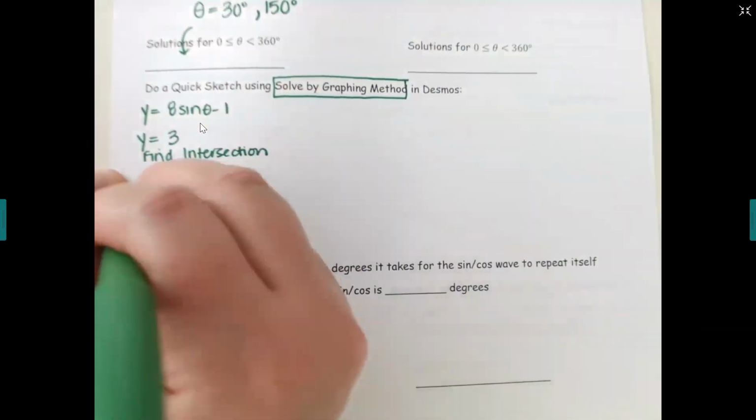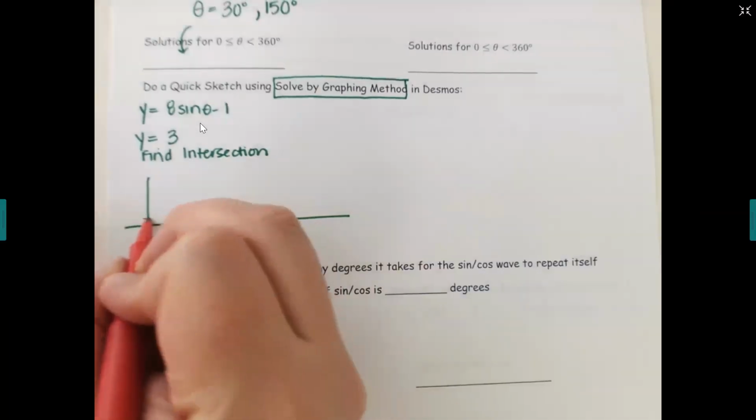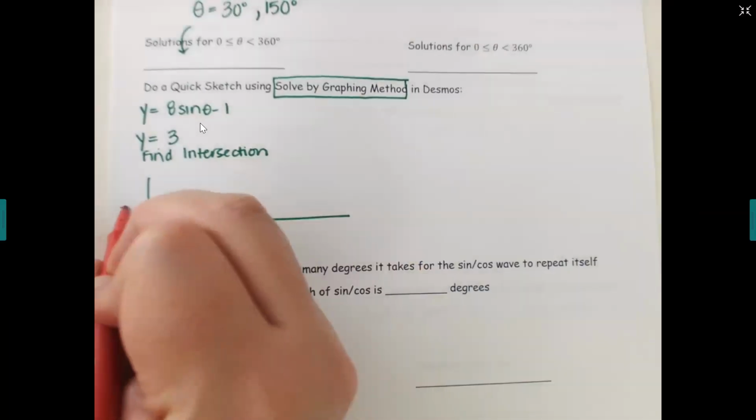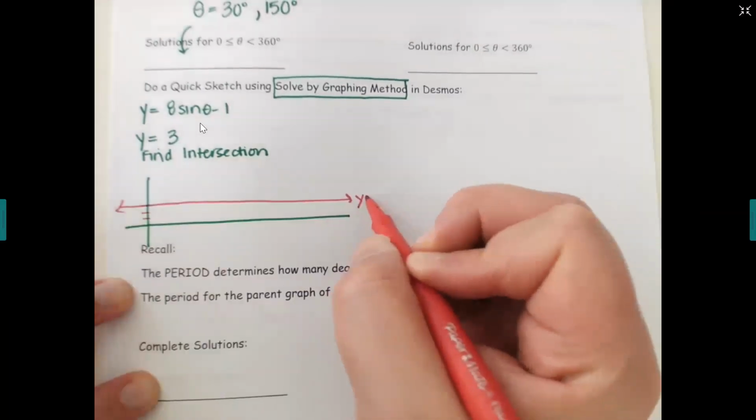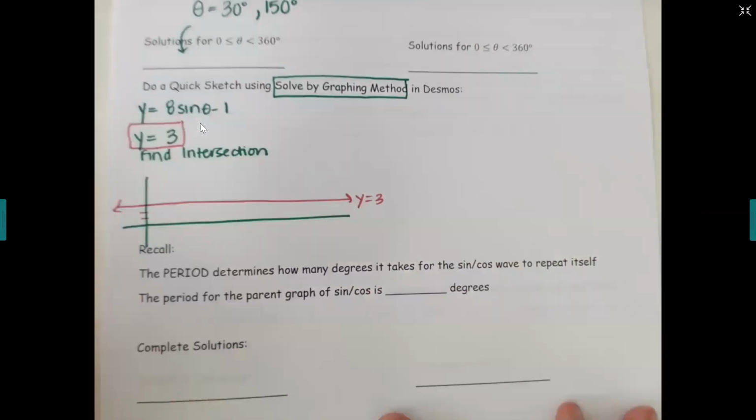So the easier of those 2 equations would just be y equals 3, because y equals 3 is a constant. So what would that graph look like? Yeah, straight across, right? So go to 1, 2, 3, and then draw y equals 3. Okay, so that's a horizontal line through the number 3.